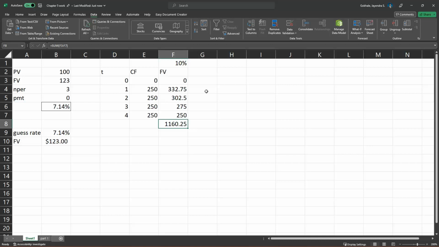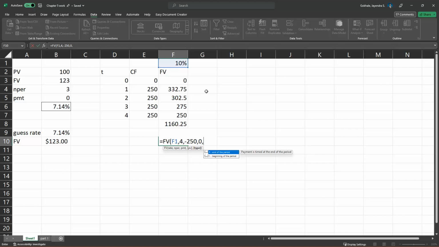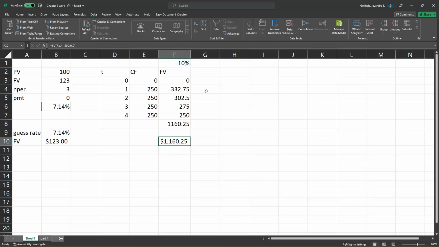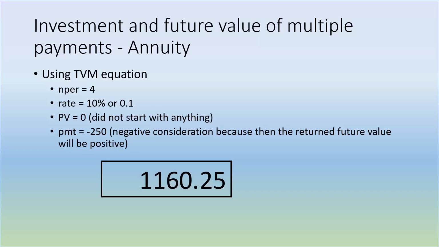This kind of laid out elaborate cash flow analysis was just for illustration. You could do that, but you could also do something like this: equals FV, the rate is 10%, the number of periods is 4, the payment value is minus 250, the present value, what do we insert today, is nothing, 0, and the type is end of the period consideration. We're going to relax that assumption in this presentation. It is 0, so it's end of the period. And the answer is the same, 1160.25.